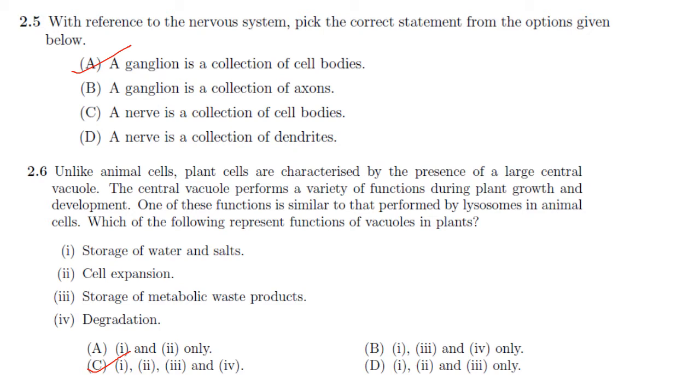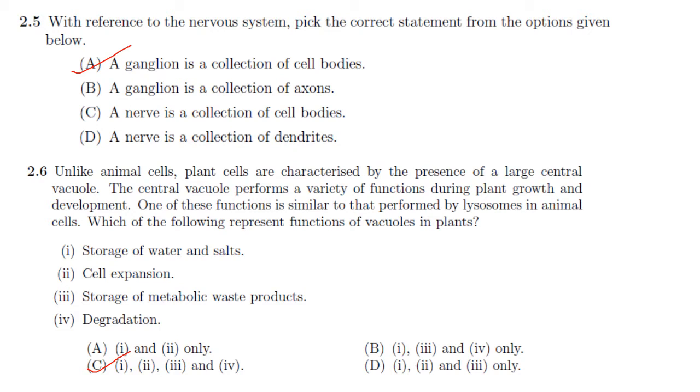Then, unlike animal cells, plant cells are characterized by the presence of a large central vacuole. The central vacuole performs a variety of functions during plant growth and development. One of these functions is similar to that performed by lysosomes in animal cells. Which of the following represent function of vacuoles in plant?